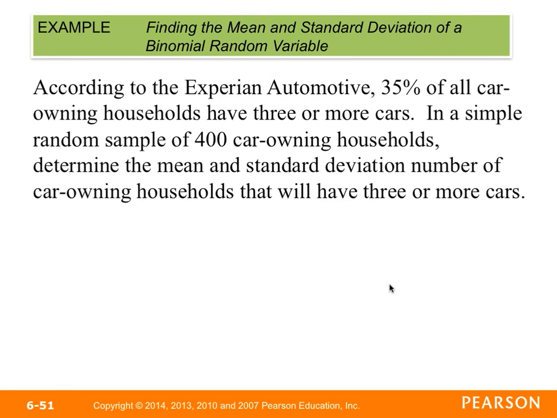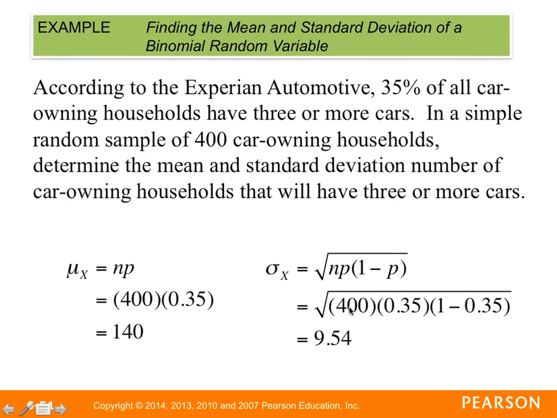So if we look at this example, according to Experian Automotive, again, 35% of all car-owning households have 3 or more cars. In a simple random sample of 400 car-owning households, determine the mean and standard deviation number of car-owning households that will have 3 or more cars. So if we want to find the mean, all we do is we take n, which is our 400, and multiply by our probability, which is 0.35. So 400 times 0.35 is going to give you 140.